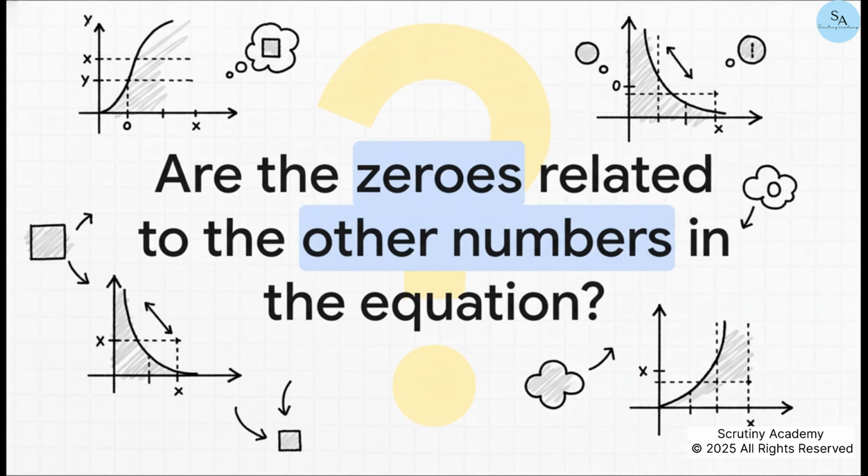So we did it. We found the zeros. They're the x-intercepts. But this just opens up a whole new fascinating question, doesn't it? We know these zero values are special, but are they somehow connected to the other numbers in the equation, you know, the coefficients? Well, that sounds like a story for another time.